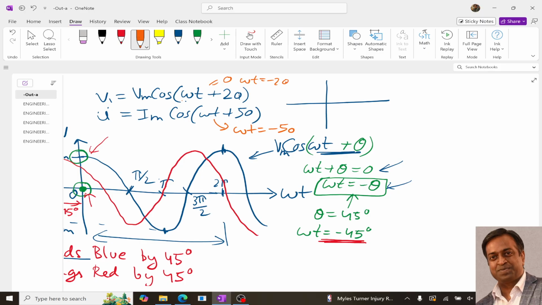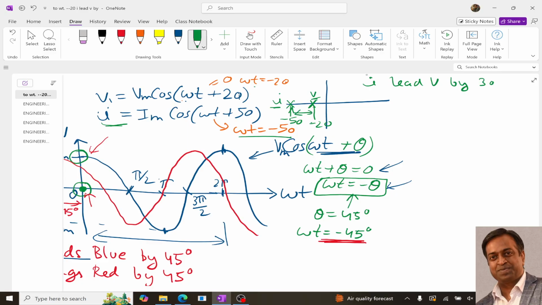So what I can do, I can plot omega t equals minus 20, so it will lie over here, so it is v. And for the current, omega t is equal to minus 50, so minus 50 will be over here, so current is this, right? So simply current comes before v, so I can say I leads v by what angle? Now this is minus 20, this is minus 50, so this angle will be 30, so by 30 degree. So 50 minus 20, it will be 30 degree. So in this way I can get the answer.